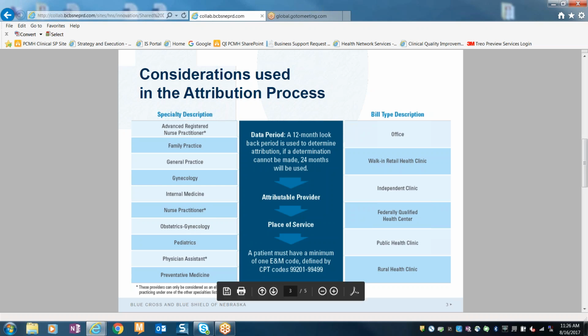It looks like another question has come through via the chat. Family Practice Carney had a question: how are OB visits treated for determining attribution? So again, if it's an OB/GYN or a gynecologist providing the service, they are eligible for attribution. And if they are billing one of these E&M CPT codes in one of these types of locations, then that OB/GYN will receive attribution based on how the algorithm's set up.